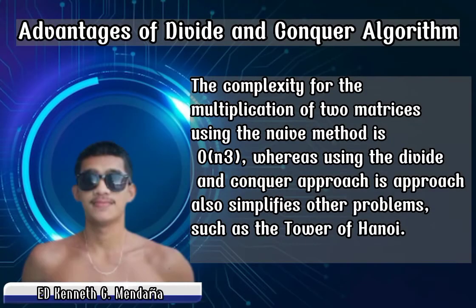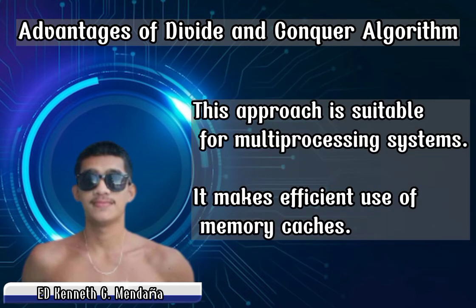Advantages of divide and conquer algorithm. The complexity for the multiplication of two matrices using the naive method is O(n^3), whereas using the divide and conquer approach, i.e. Strassen's matrix multiplication, it is O(n^2.8074). This approach also solves other problems such as the Tower of Hanoi. This approach is suitable for multiprocessing systems and makes efficient use of memory caches.